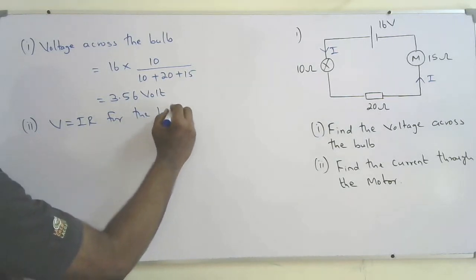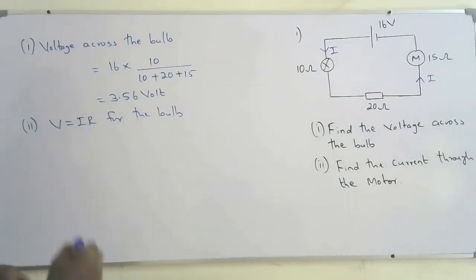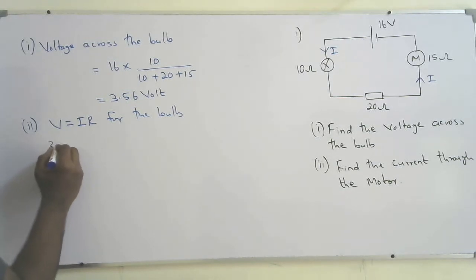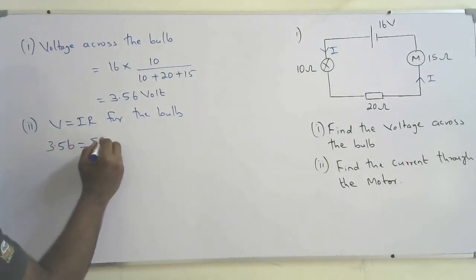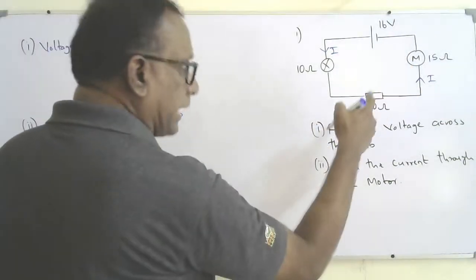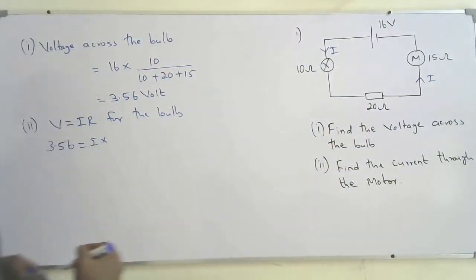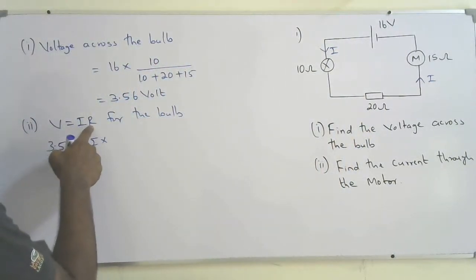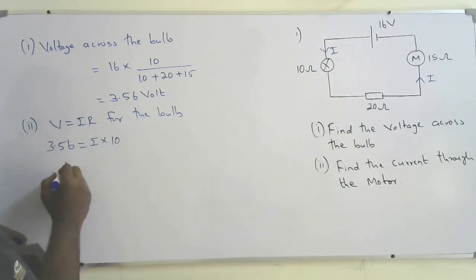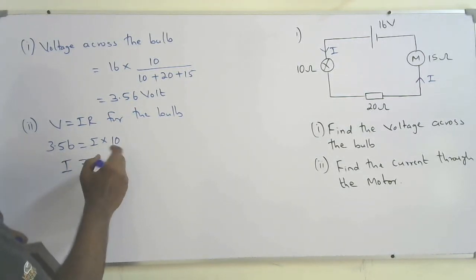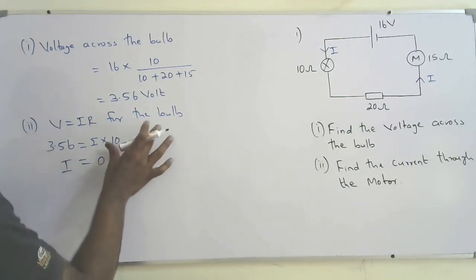Because it is a series connection, the same current will flow through all the components. So I know the voltage across it, 3.56. Current through the bulb is I, that will be the current through the motor, and the same current will flow through the resistor also. So the resistance of the bulb is 10. So current will be 3.56 divided by 10, 0.356 amperes.